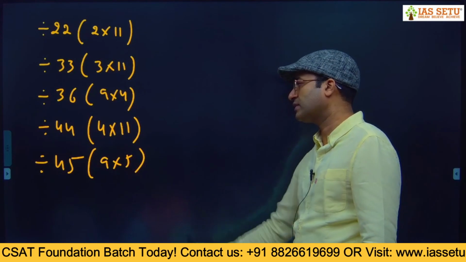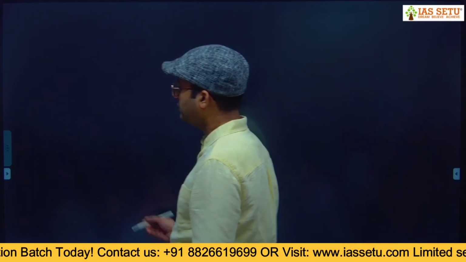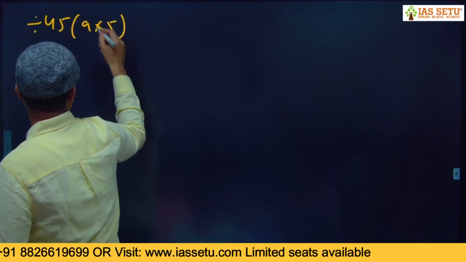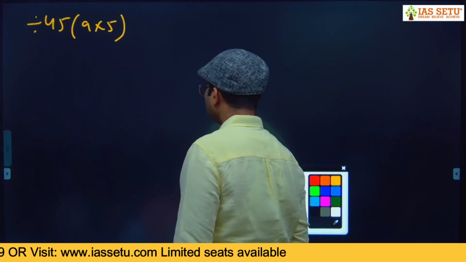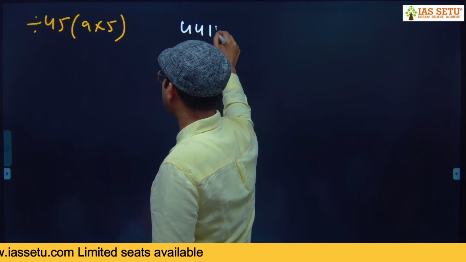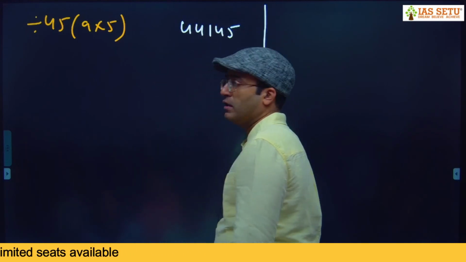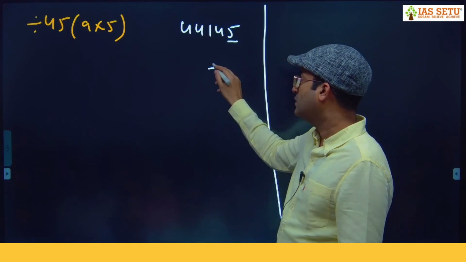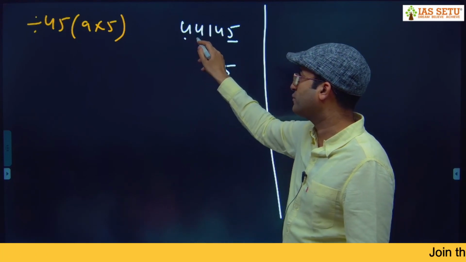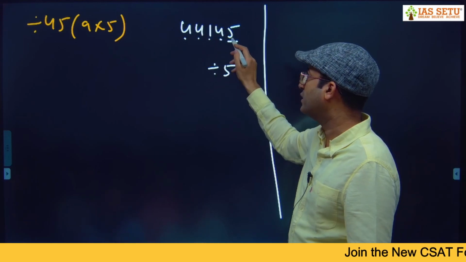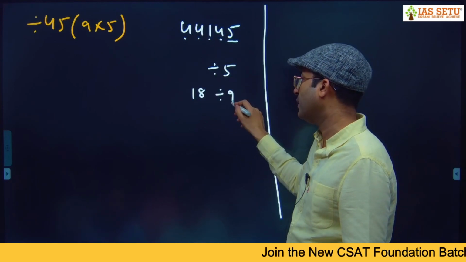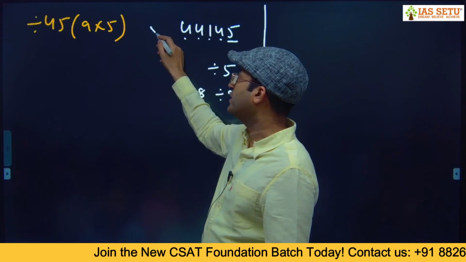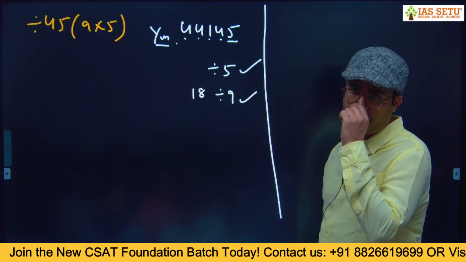Let us discuss one or two examples for divisibility of 45. For divisibility of 45, we will check 9 and 5. Take 44,145. First you check 5. Yes, it is divisible by 5. Second is divisibility of 9. 4 plus 4 is 8, 9, 13, 18. Yes, 18 is divisible by 9. So the given number is divisible by 5 as well as 9. So yes, this number is divisible by 45.